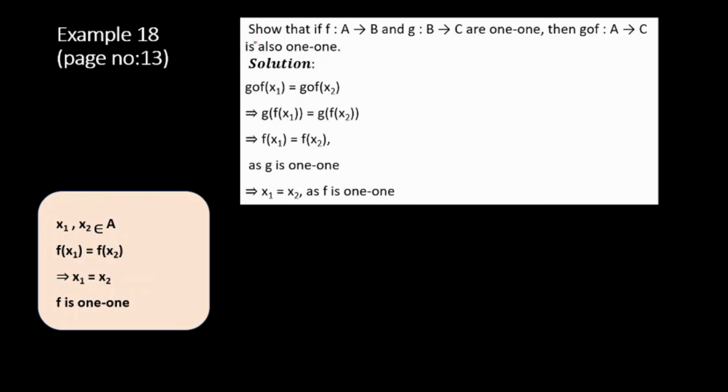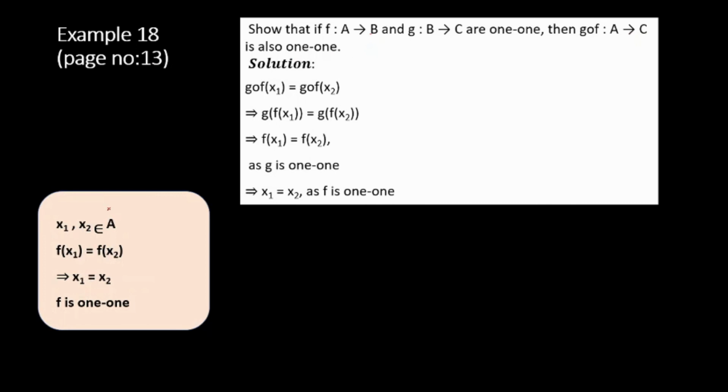Now, I won't go through all the examples. Next I'll move on to the exercise. Show that if function f from A to B and function g from B to C are one-one, then gof from A to C is also one-one.